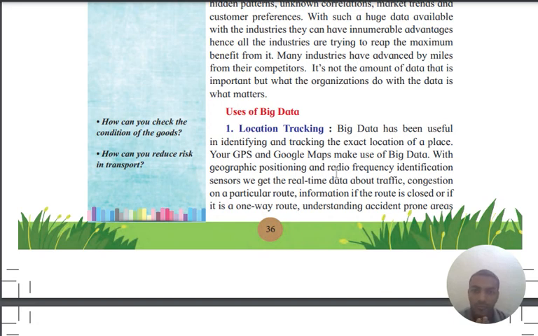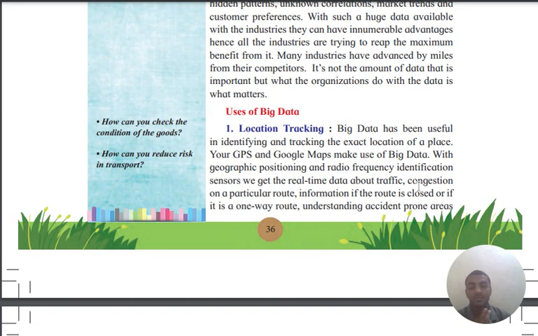Like if you want to travel from one place to another, wherever you are living, and you want to go to the station, there will be an application for you like Google Maps. Here it is written GPS and Google Maps. They use this big data to help you reach your destination, with geographic positioning and radio frequency identification sensors, we get real time data about traffic.